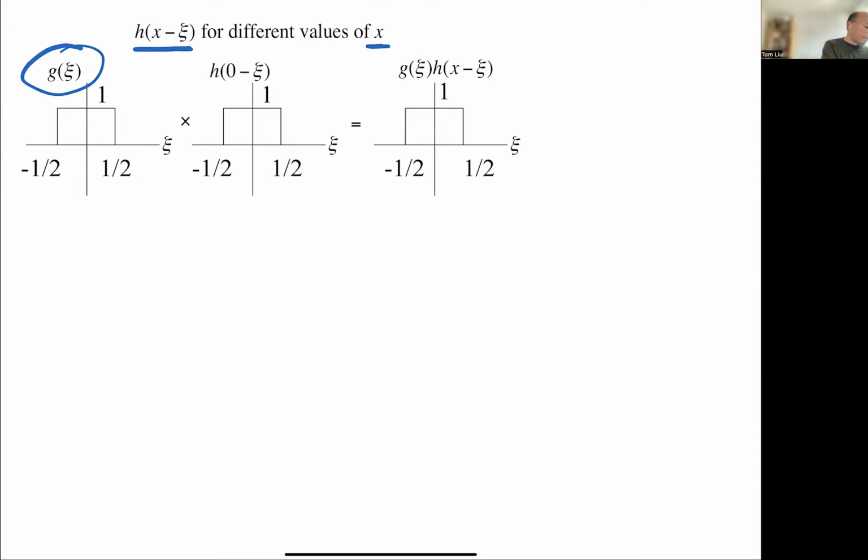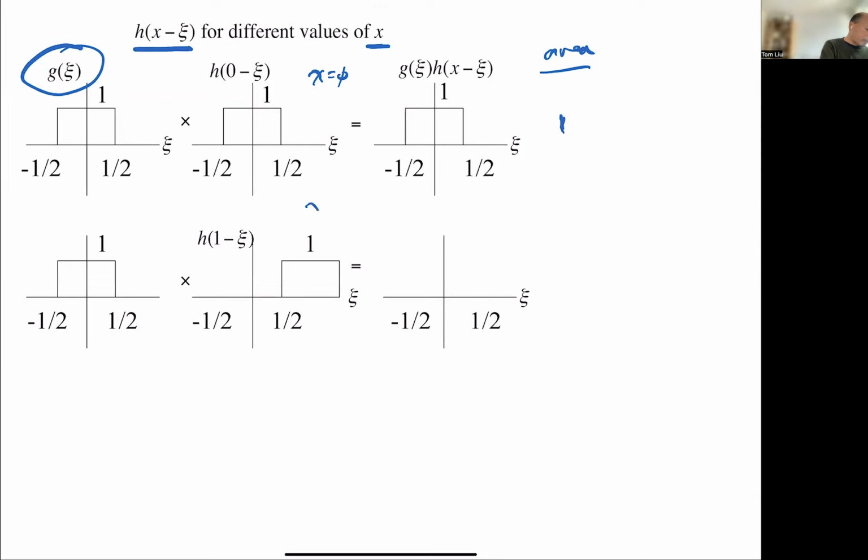So here we have x equals 0. There's no shift, so it's just basically the rect function. And now when we multiply these two rect functions together, we still get the rect function. And we look at the area under this multiplication, the area is just 1, right?